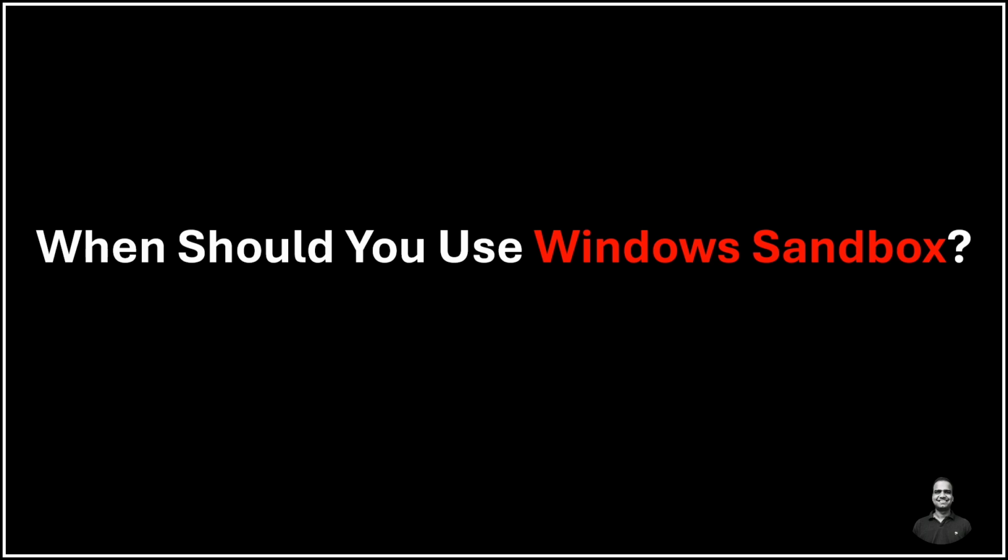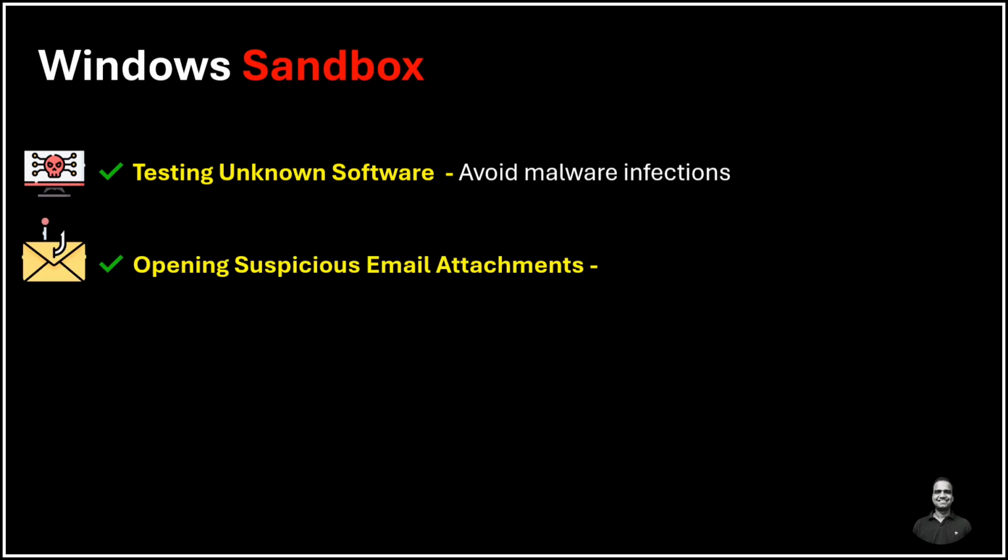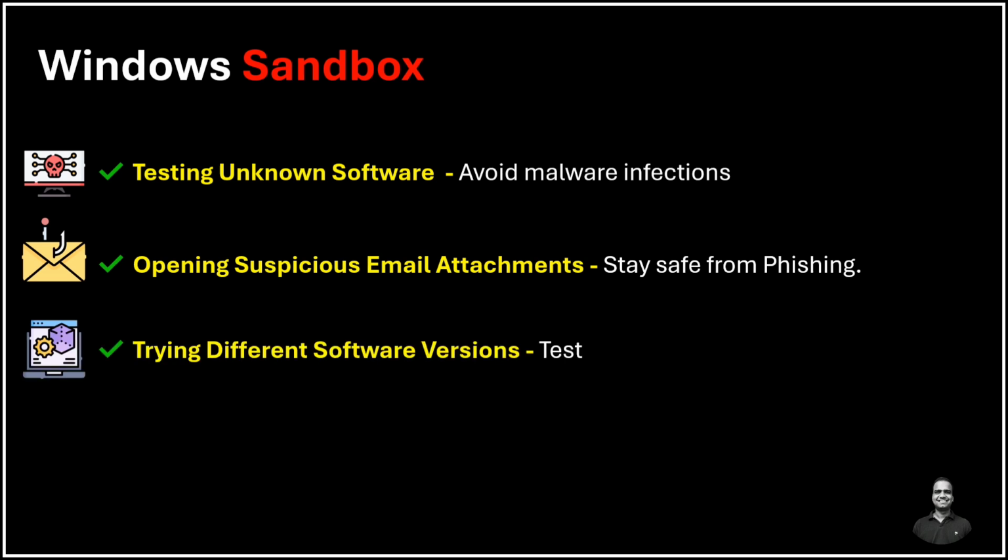When should you use Windows Sandbox? First, for testing unknown software, if you are unsure if it is safe. Second, opening suspicious email attachments. If you receive an email with an attachment from an unknown sender, don't open it on your main system. Instead, open it in Windows Sandbox to check if it's safe. Third, trying different software versions. Sometimes you may want to try an older or newer version of a program but don't want to risk breaking your system or causing software conflicts, right? Windows Sandbox allows you to install and test different versions without making permanent changes to your main operating system.